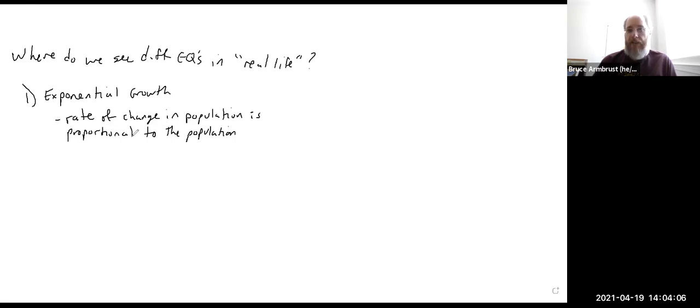Now, this also gives us a differential equation, right? The rate of change, y prime, is proportional to the population, y. So for exponential growth, it leads to a really simple differential equation. y prime equals k times y. Boom.